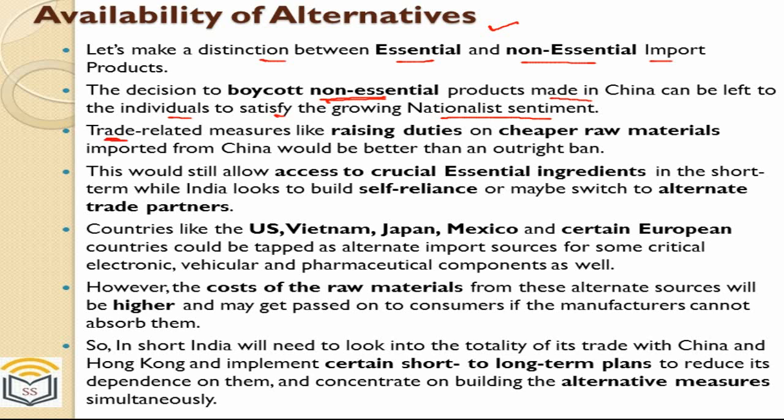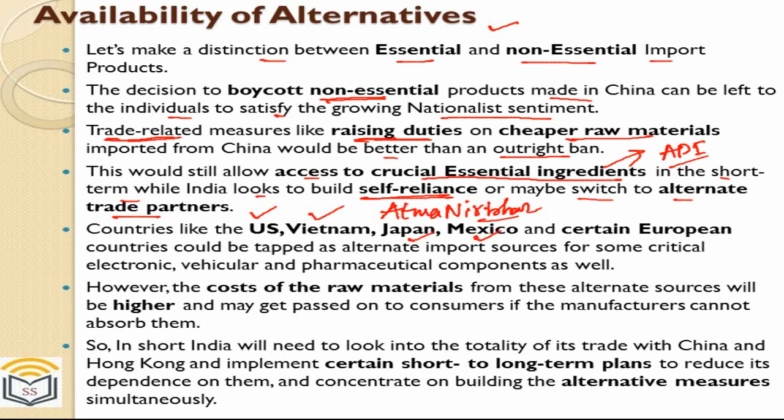We can take some trade-related measures like hiking the import duties on cheaper raw materials so that their import can be curbed, and it would be better than an outright ban. This would also allow access to crucial essential ingredients such as some auto parts or medical equipment, and medical ingredients such as APIs, in the short term, while India looks to build self-reliance, or Atmanirbhar, or maybe switch to alternate trade partners, which can be the US, Vietnam, Japan, Mexico, and certain European countries. They can be tapped as an alternative import source for some crucial electronic, vehicular and pharmaceutical companies.